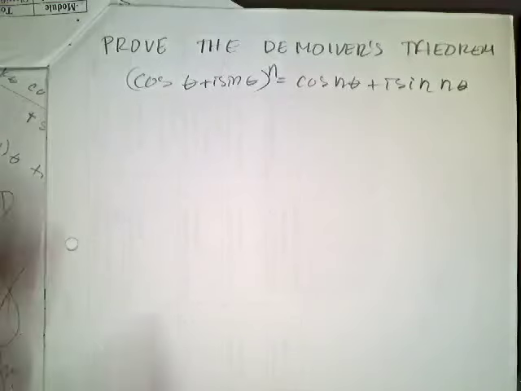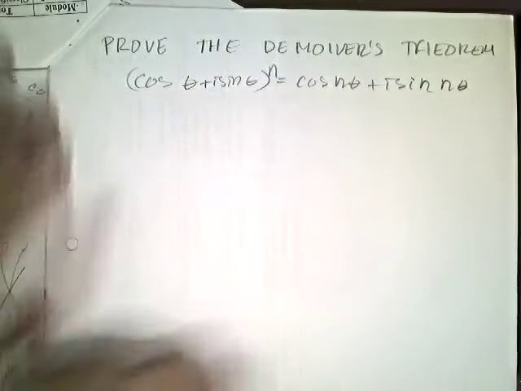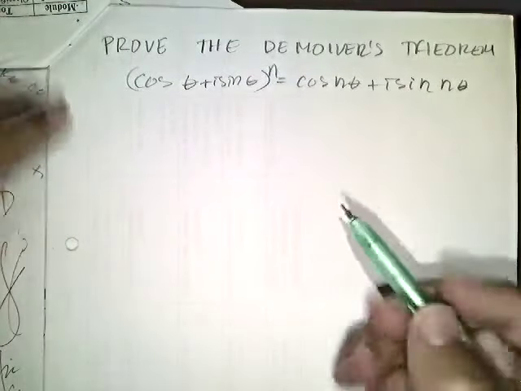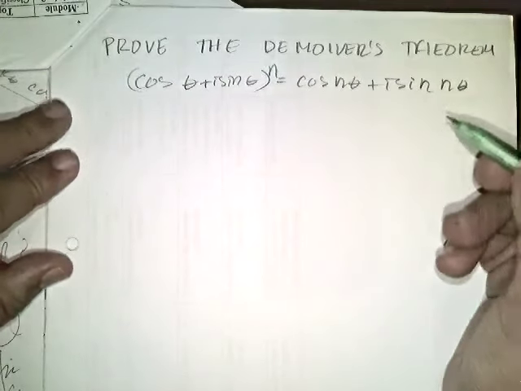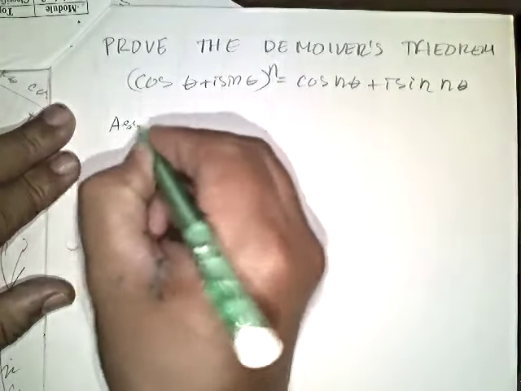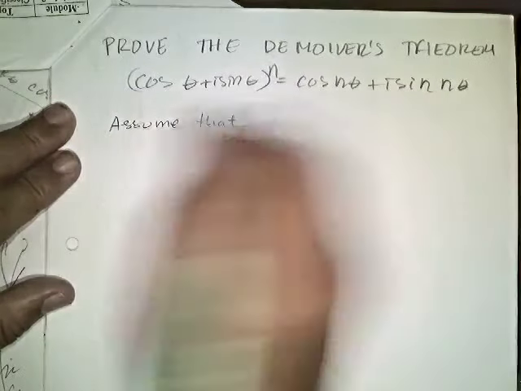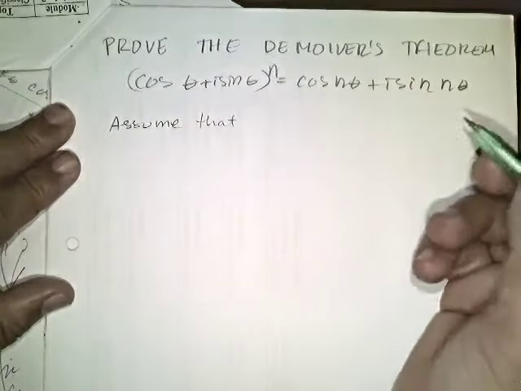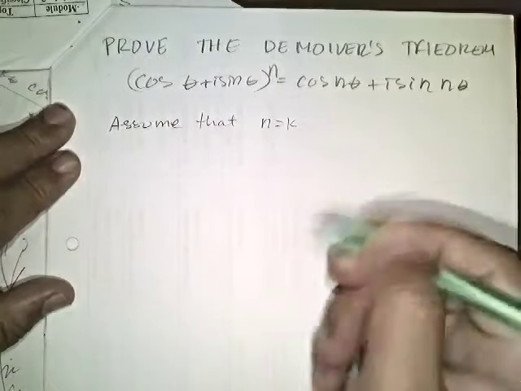Alright, so in this video, let's prove De Moivre's theorem using mathematical induction. The steps in mathematical induction is that first we need to assume that this mathematical formula is correct for n is equal to k.